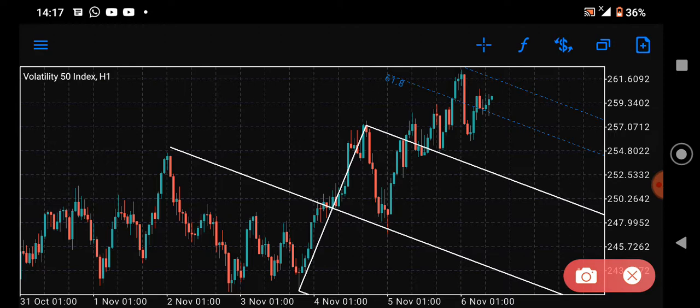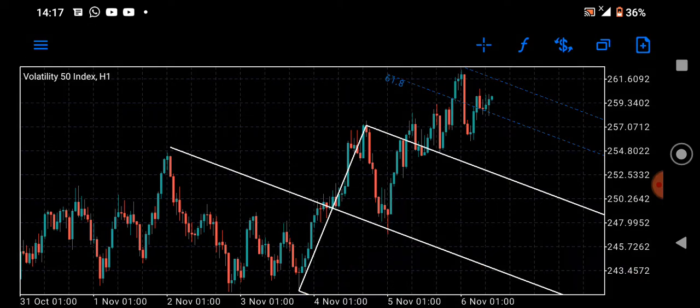So I told you guys that if you see a confirmation on this middle line, you can end up taking your buy or sell according to how the market structure is formed. So it's pretty much easy, very very easy.